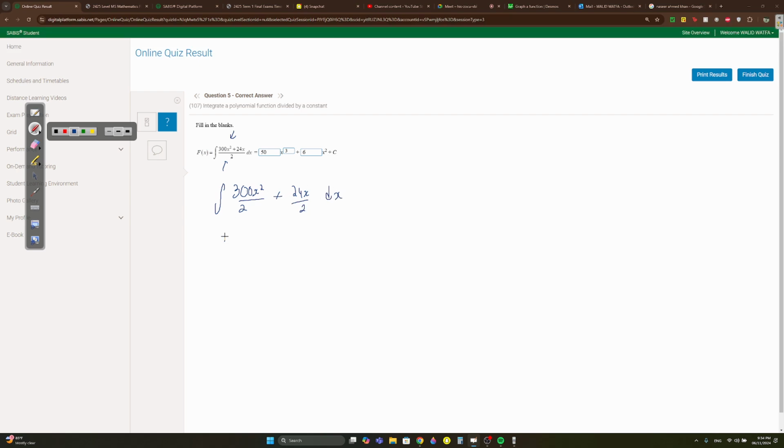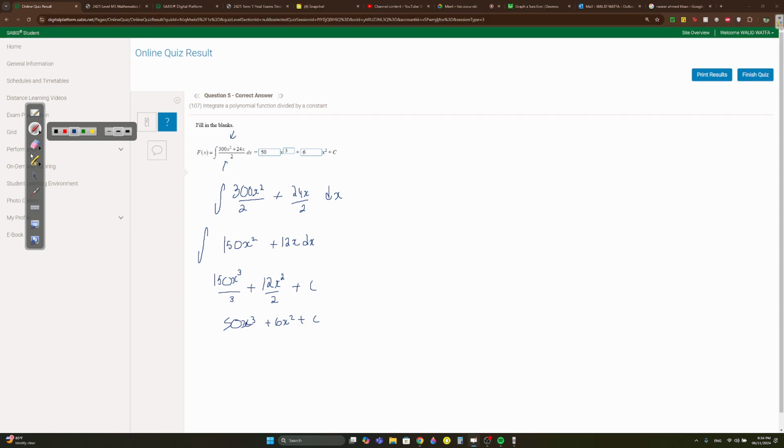300 over 2 is going to be 150x squared. And then 24 over 2 is 12x dx. Integral of 150x squared: drag the 150 down, add 1 to the power, divide by the power. Integral of 12x: drag the 12 down, add 1 to the power, divide by the power, plus c. You get 50x cubed plus 6x squared plus c.